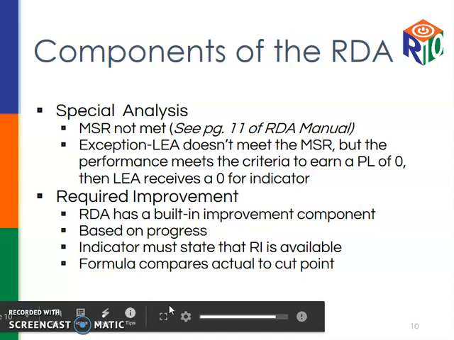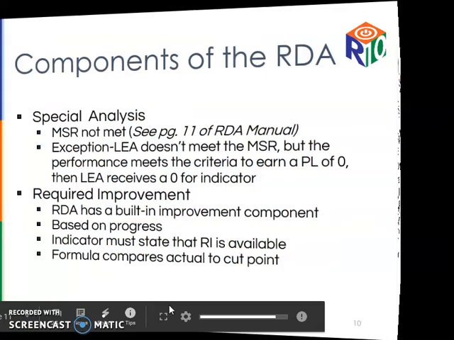Also, there's a component titled Required Improvement. RDA has a built-in improvement component, and this is what RI refers to, and it's based on progress. The indicator must state that RI is available, and when we look closely at the manual, you will notice by indicator what this means. The formula compares the actual to the cut points. So again, we will review in a bit, and you will understand what I'm referring to.